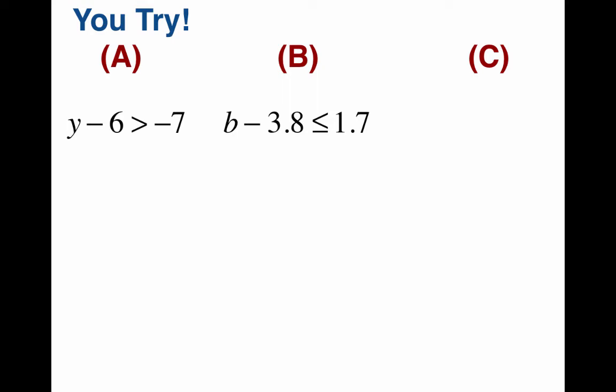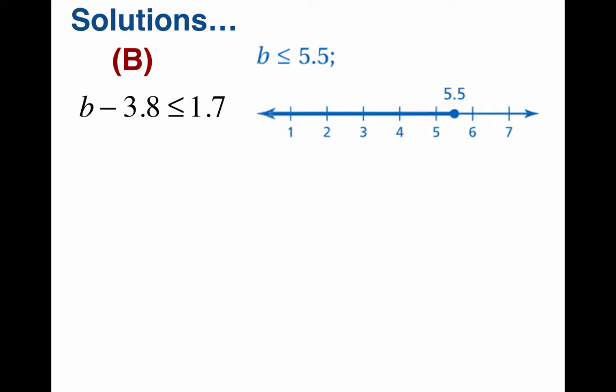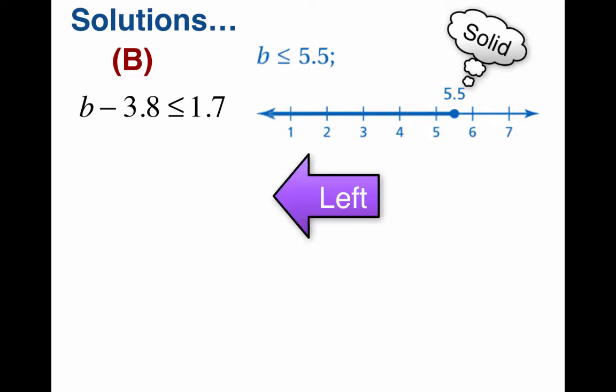Again, pause the video and go ahead and solve. Okay, I know there's decimals in this one, but you can use a calculator. All you got to do is add the 3.8 over. So you're going to get b is less than or equal to 5.5. Now, this one has a solid point on the number line. It's not an empty hole. And it's right between 5 and 6 at 5.5, shaded to the left.